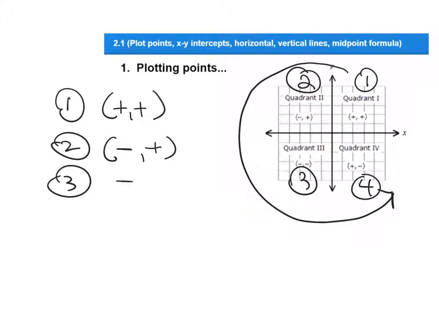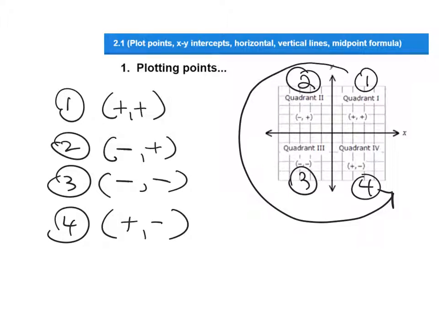Quadrant 3 is left and down. Down meaning negative on the coordinate plane, left meaning negative, right meaning positive, up meaning positive. And then quadrant 4, you're going to move to the right and down. So those are your quadrants.